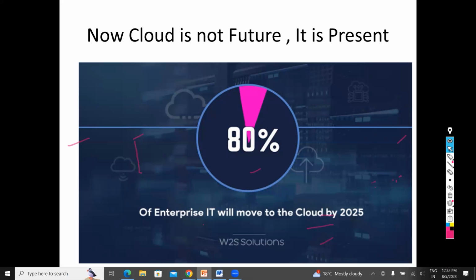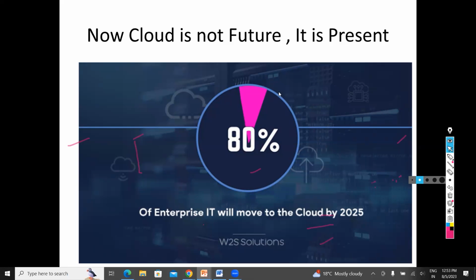cloud, right? In India, 70 to 80% of the banks have already completed 70% of their infrastructure migration to the cloud, their databases, their applications, and their services. So this is the target of the whole IT industry, where they are saying that by the end of 2025, 80% of infrastructure will be on the cloud, right?